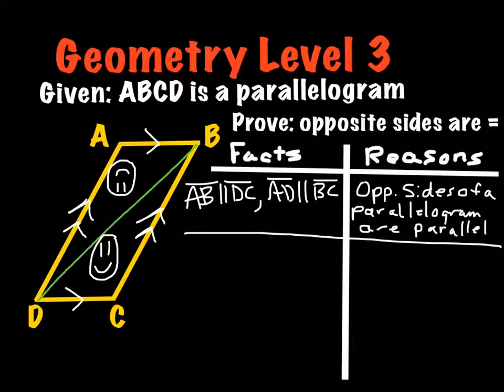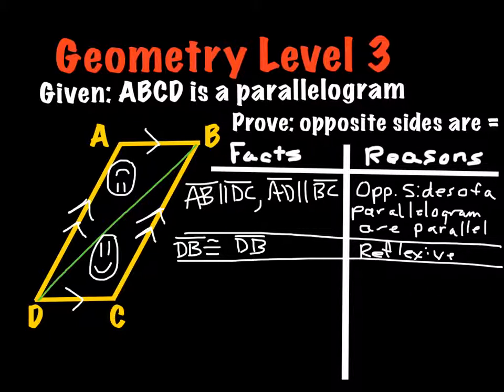In order to do that, I'm going to use the fact that DB is congruent to itself. DB is in both triangles, so it must be the same in both triangles, and we call that the reflexive property, which gives me a side matching with the side.